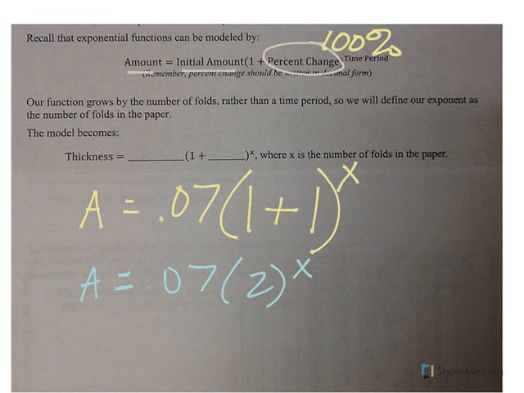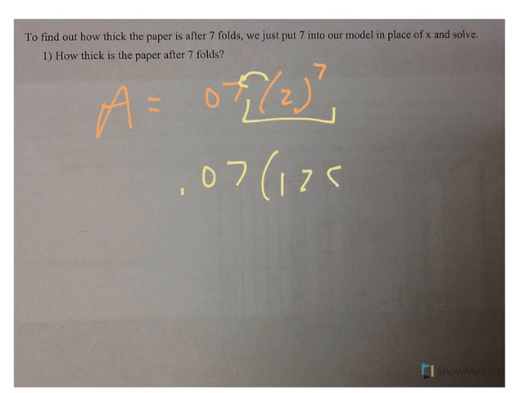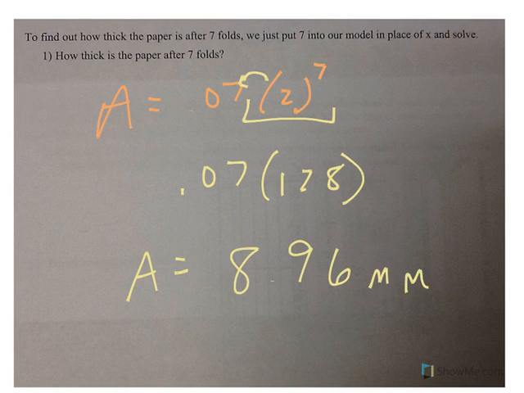Now, this 2 should make sense because, remember, our thickness doubled. And if you double, your growth factor is 2. Growth factor is the 1 plus the percent change. All right, so how thick would it be after 7 folds? So 0.07 times 2 raised to the 7th power, because the power tells you how many folds. So you would first start with 2 to the 7th power, then multiply by 0.07. So 0.07 times 128 gives me a thickness of 8.96 millimeters.